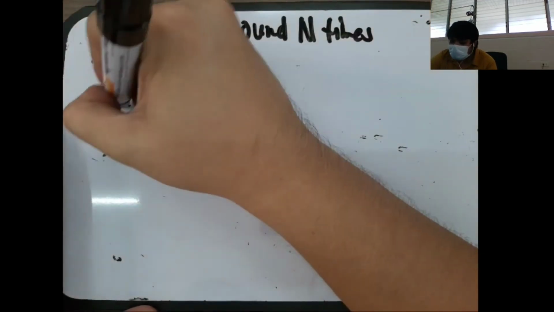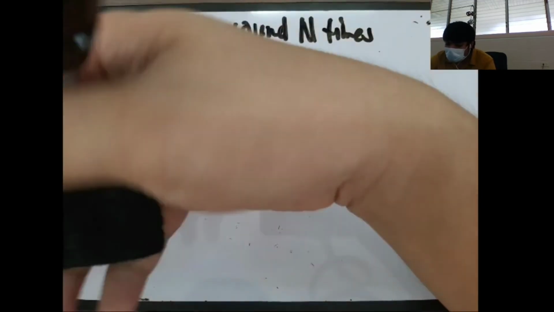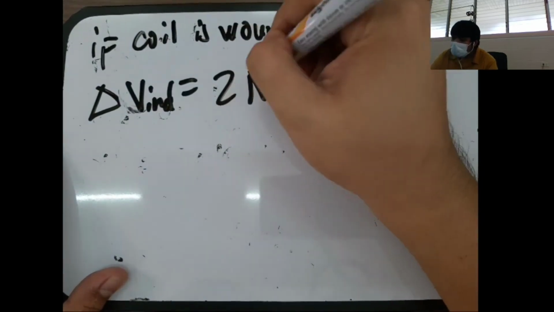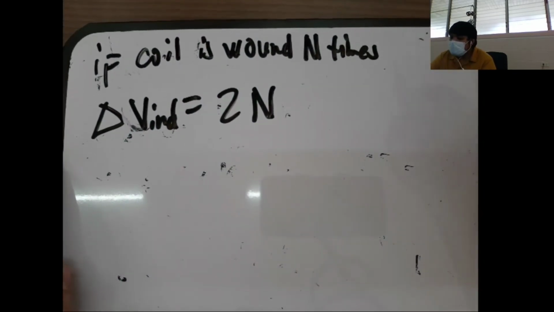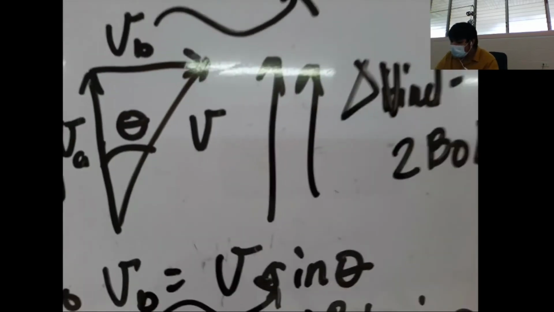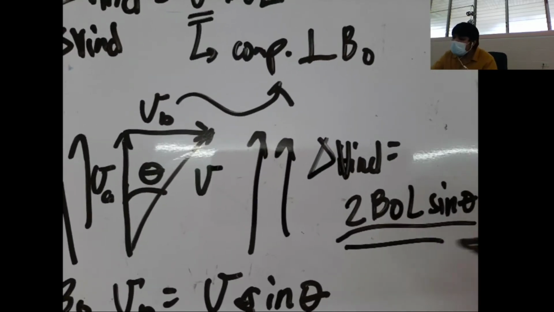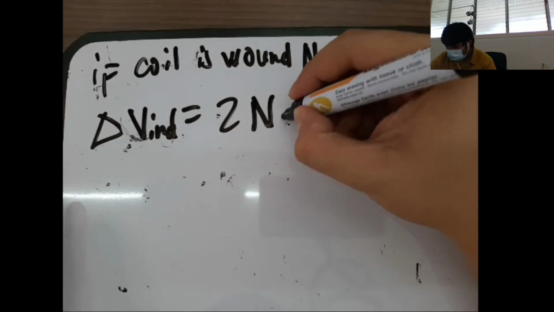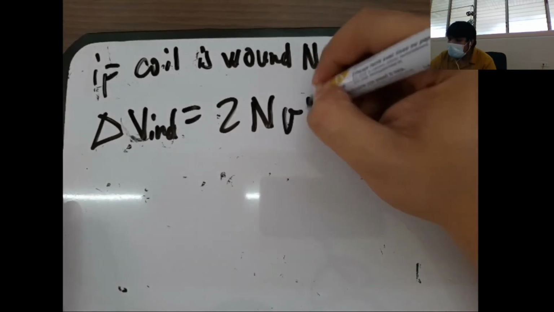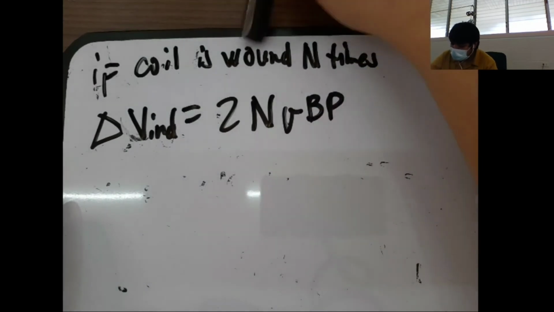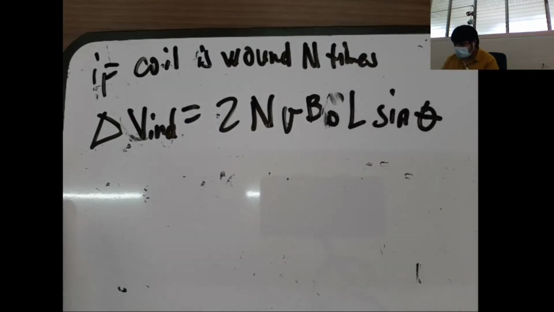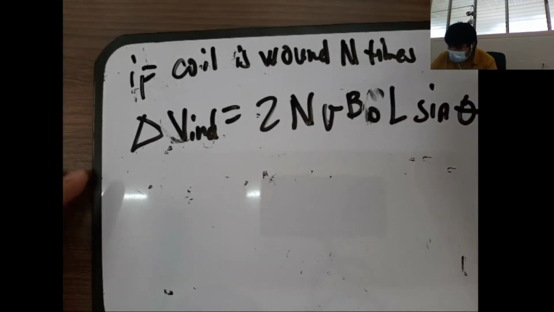So that makes the total induced voltage, we multiply the original expression by how many times the generator coil was wound. So it is 2n v B null L sine theta.